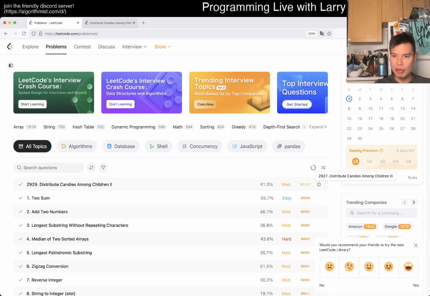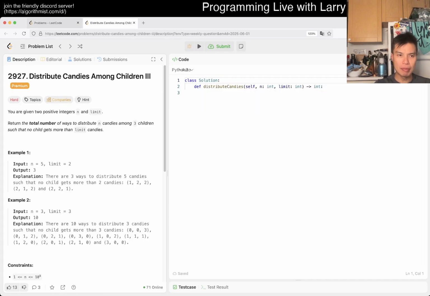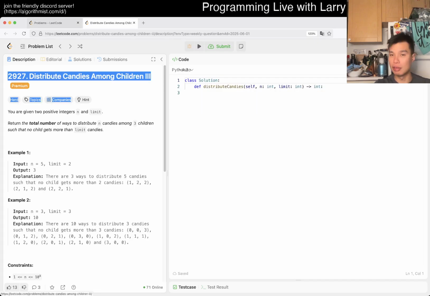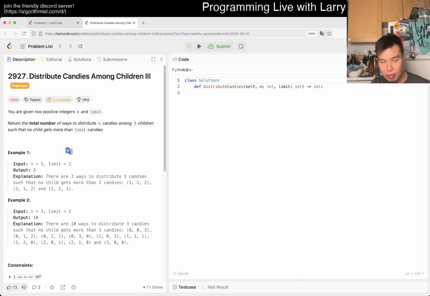Apparently, this is a variation on the daily problem. Maybe. I haven't solved it yet, it seems like. So we have an interesting day today. 2927, distribute candies among children 3. You're given two integers, n and a limit. Return the total number of ways to distribute n candies among 3 children so that, okay.